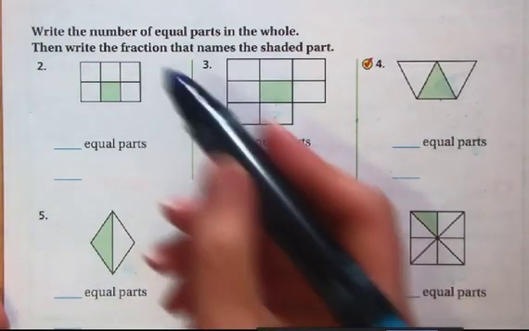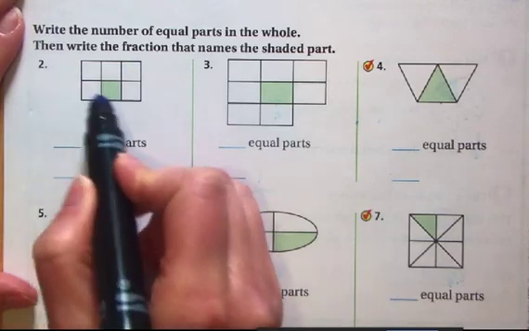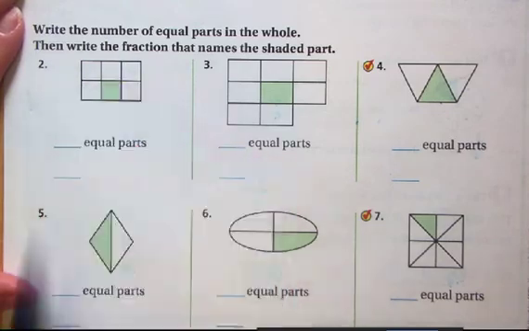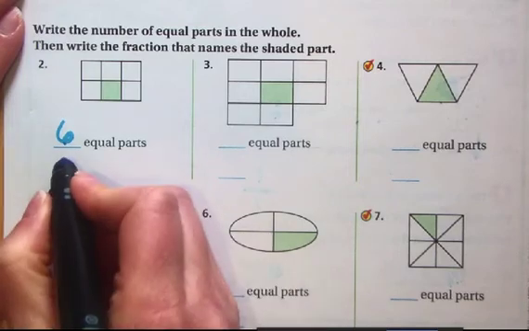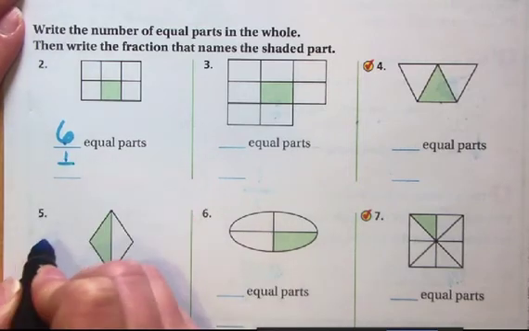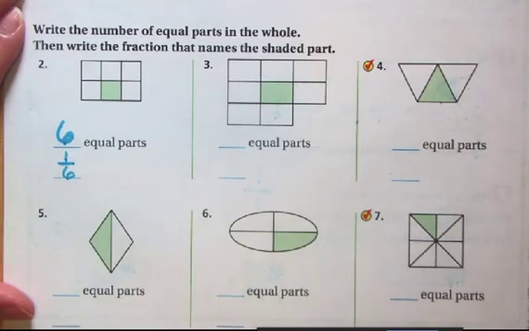So number 2 says, I have to fill in the blanks. First, how many equal parts are there all together? 6. What would the fraction be for the colored piece? 1 on top and then 6 on the bottom. You got it. There's 1 piece that's colored, and there are 6 pieces altogether.